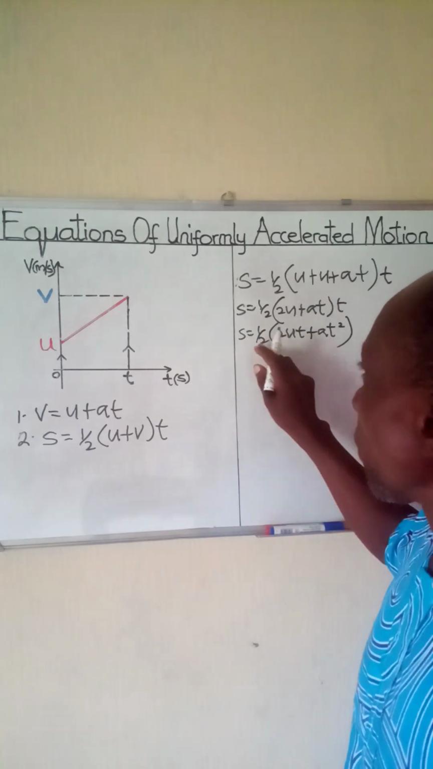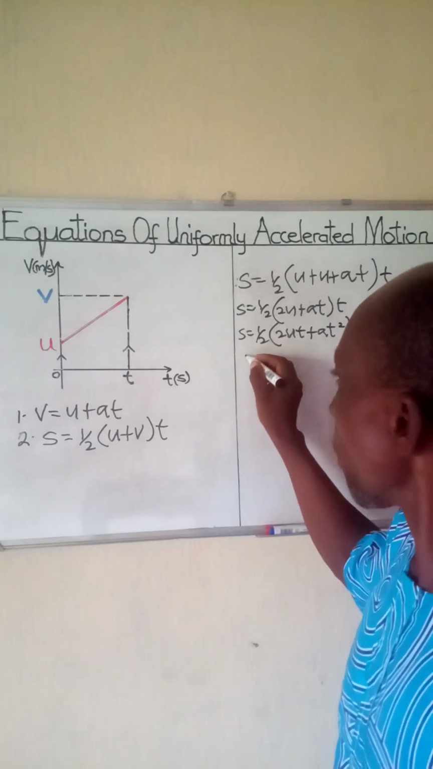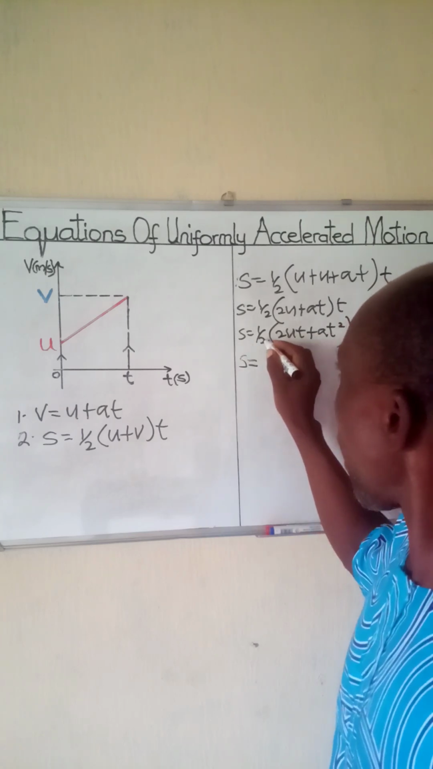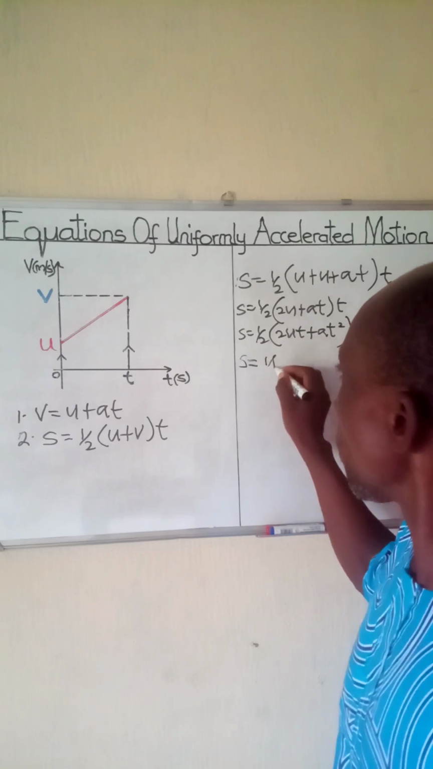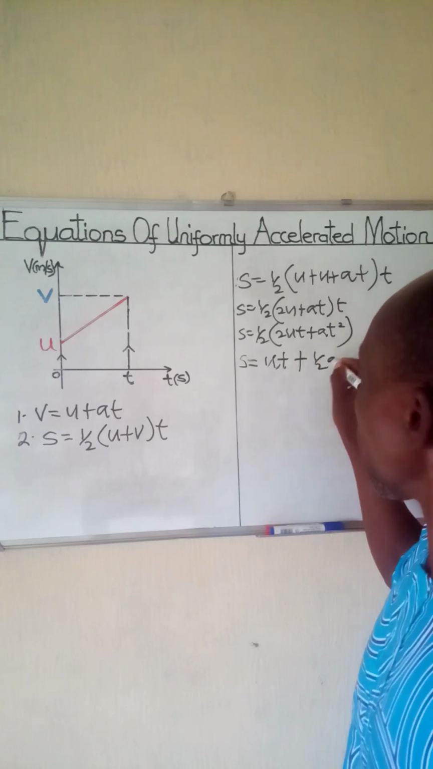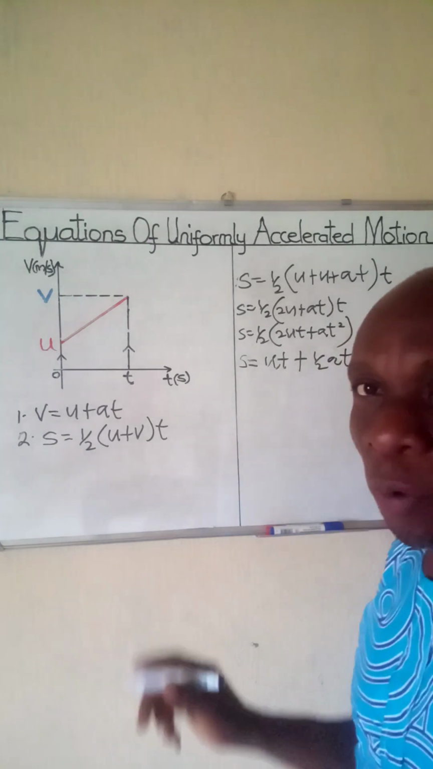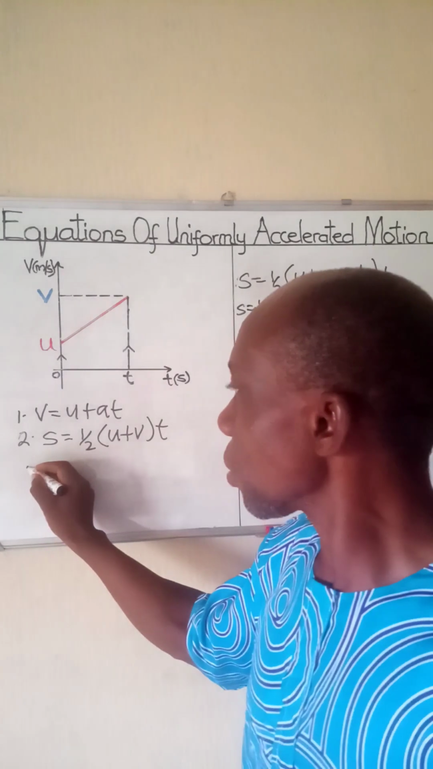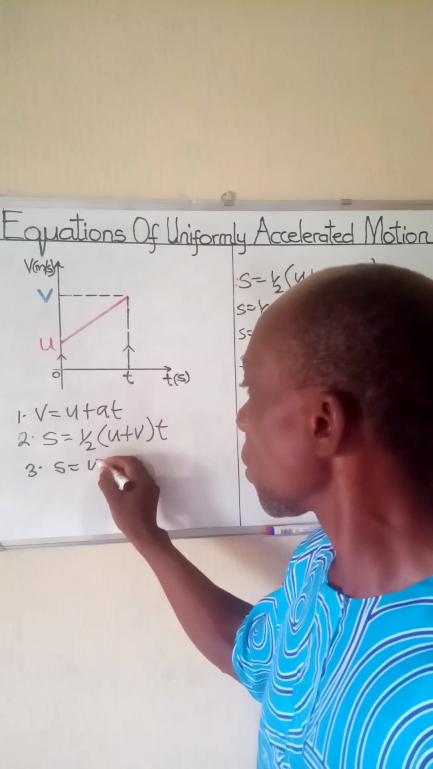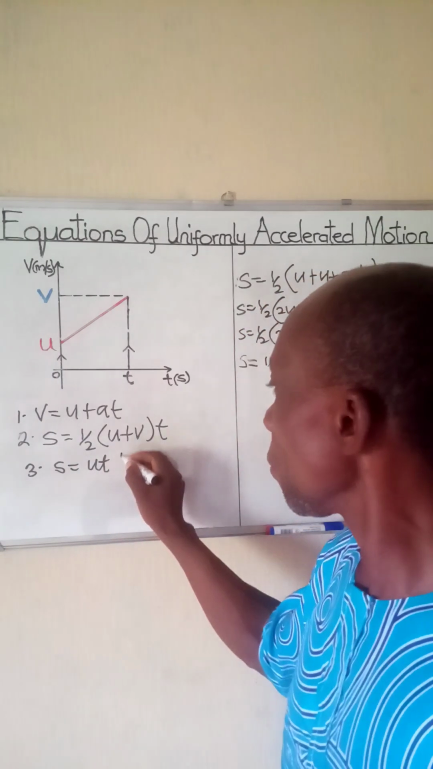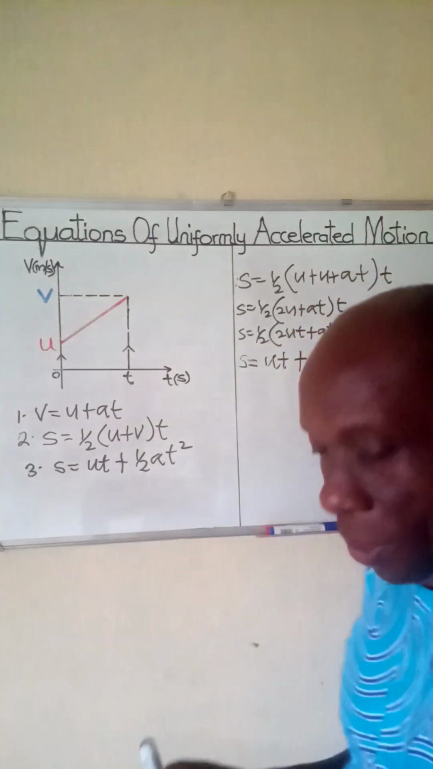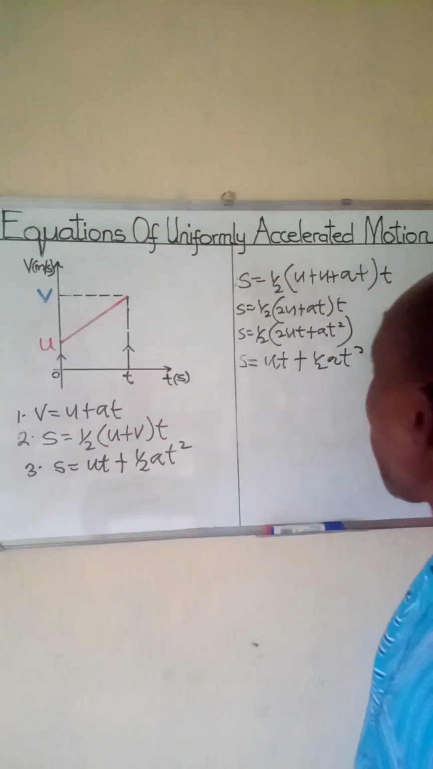And then we can further use half to multiply everything, and so we have that S equals, let's see what happens there. Half times 2UT will give you UT. Half times AT squared will give you half AT squared. So this serves as another equation of uniformly accelerated motion, which is the third one here, that S, which is distance, equals UT. Remember, U is initial velocity, UT plus half AT squared. That's the third equation of uniformly accelerated motion.